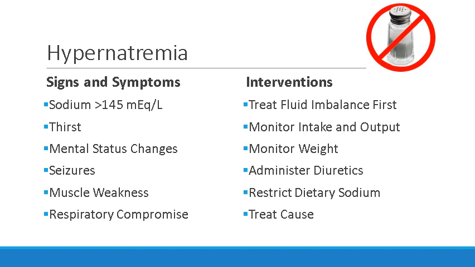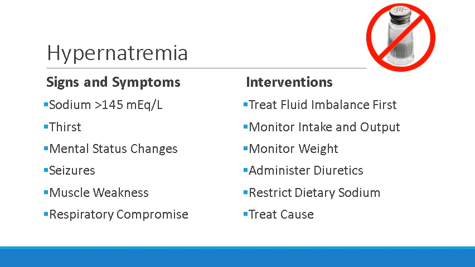Someone with hypernatremia is at risk for seizures. They usually have muscle weakness, especially skeletal muscle weakness. So walking is going to be difficult for them. Respiratory compromise, because we have skeletal muscles that help us breathe. So weakness of those skeletal muscles in the diaphragm is going to cause respiratory compromise, where they can't take as big and deep breaths because they don't have good control of their diaphragm muscle.